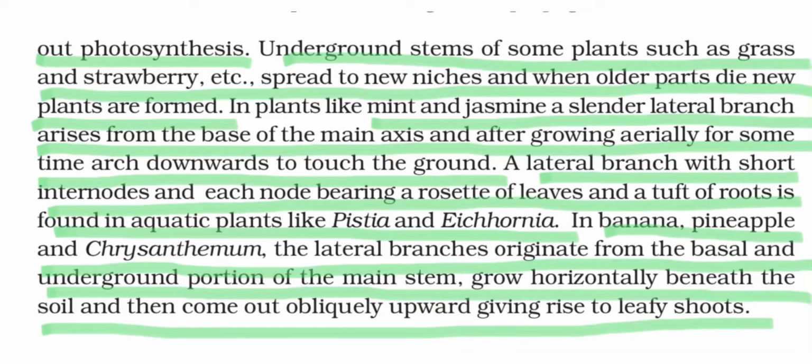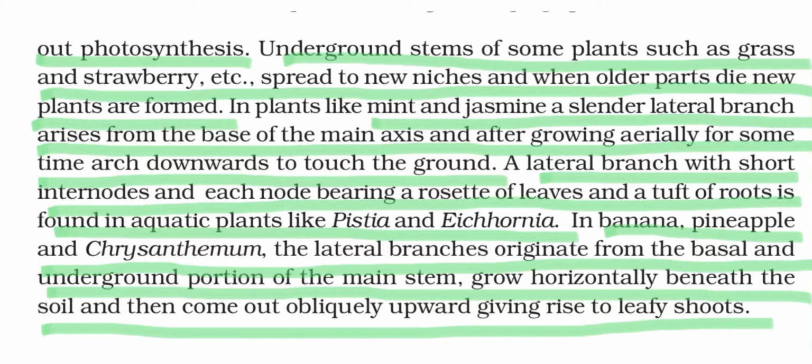A slender lateral branch arises from the base of the main axis, and after growing aerially for some time it arcs down to touch the ground. So it makes an arc. A lateral branch with short internodes and each node bearing a rosette of leaves and tufts of roots is found in aquatic plants like Pistia and Eichhornia. So they are also showing vegetative propagation. ये पिक्चर मैं आपको नेक्स्ट स्लाइड में बताने वाली हूँ.